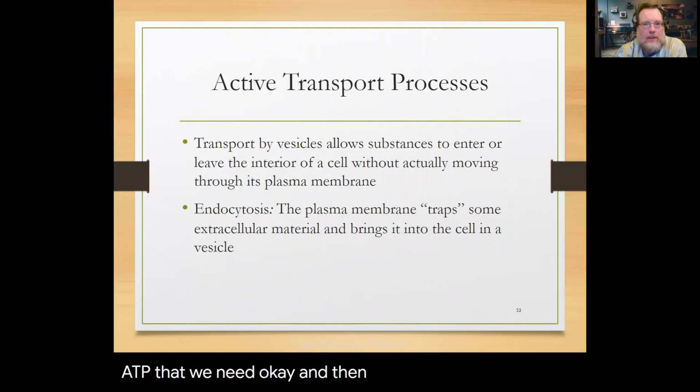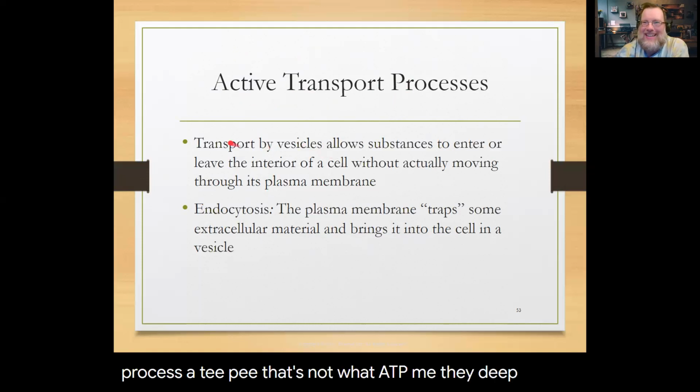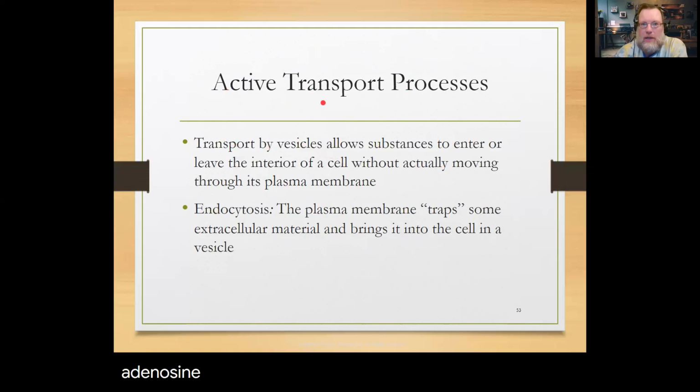Okay, and then lastly, just the active transport process, ATP. ATP means adenosine triphosphate. That's one way to remember that ATP is necessary for active transport processing.